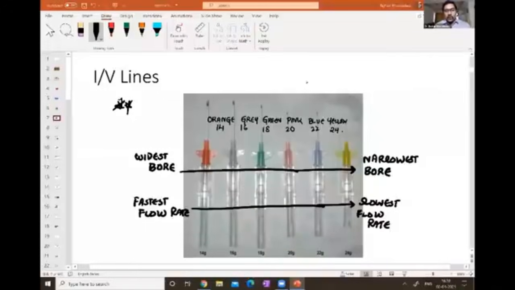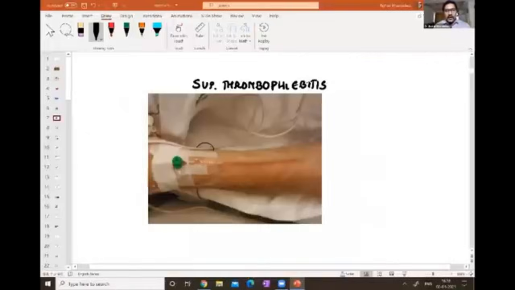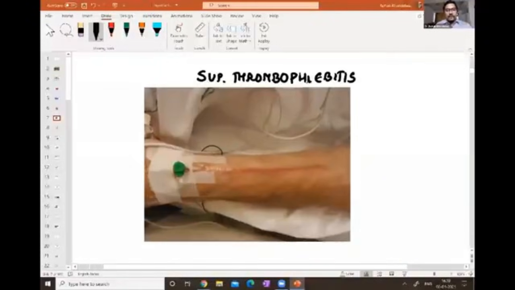You should know that the most common complication of IV lines is superficial thrombophlebitis. You can see here that there is a cord-like swelling which develops starting from the IV line. This is superficial thrombophlebitis.